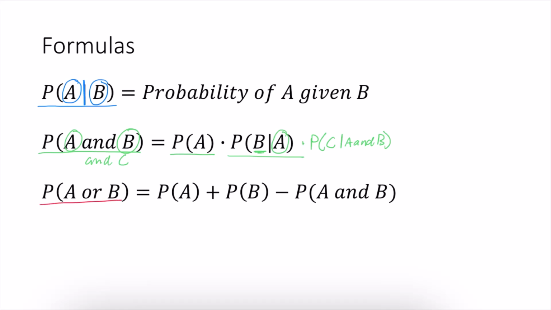And then the or formula uses that calculation as part of it. Because if you wanted to find the probability of event A or B happening, you would take the probabilities of each of the events happening individually and then add those together. And then you would subtract the probability of both of them happening together. So this and formula ends up being part of the or formula. So let's look at what this looks like in practice.